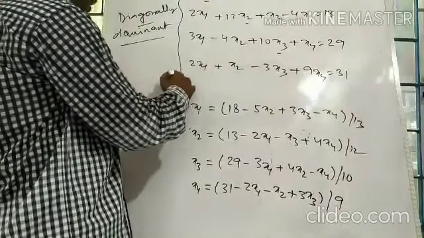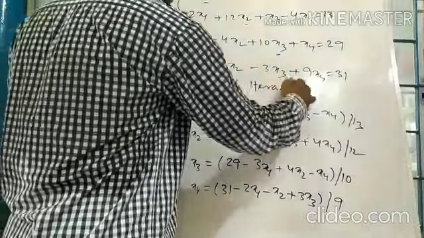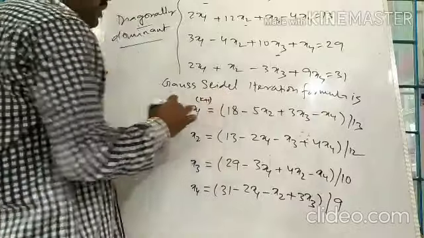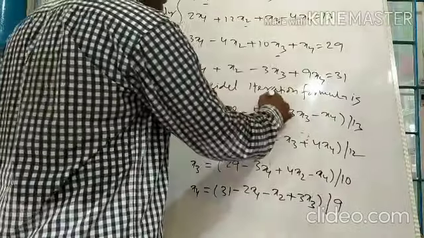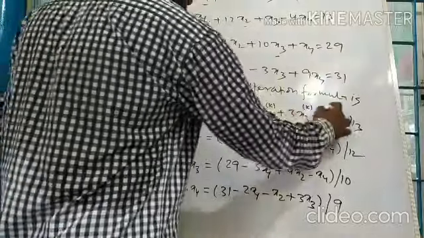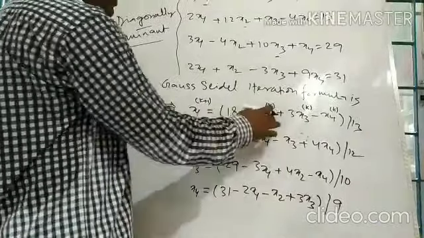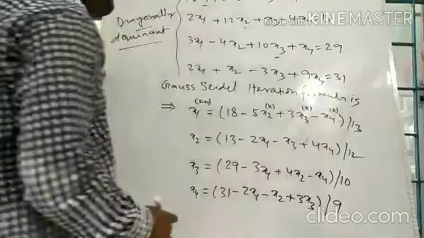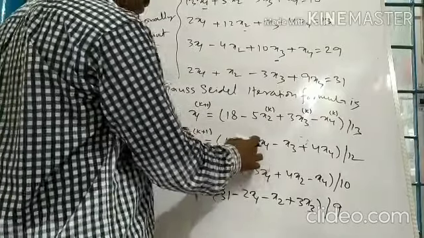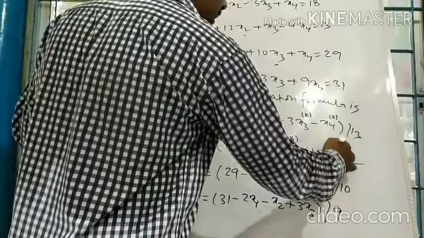Then the Gauss-Seidel iteration formula is: the present iterative value of x1, that is k plus 1, equals 18 minus 5 into the previous iterative value of x2 plus 3 into the previous iterative value of x3 minus the previous iterative value of x4, divided by 13. Next, the present iterative value of x2 is calculated using 13 minus 2 into the present iterative value of x1 minus the previous iterative value of x3 plus 4 into the previous iterative value of x4, divided by 12.